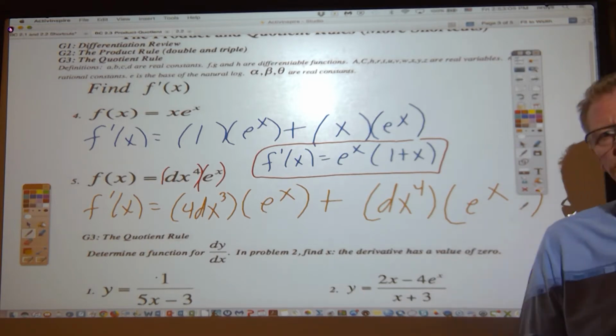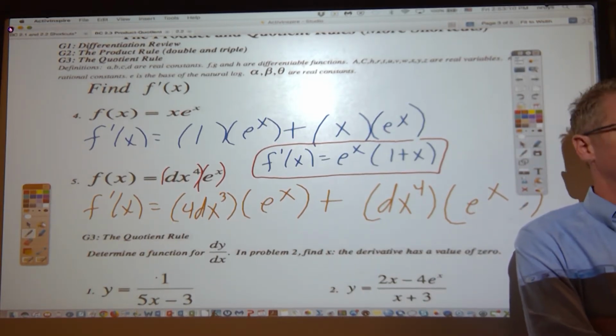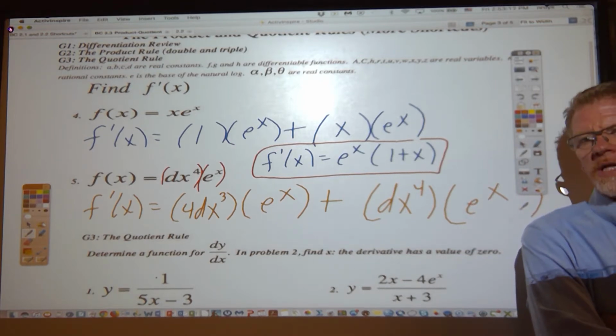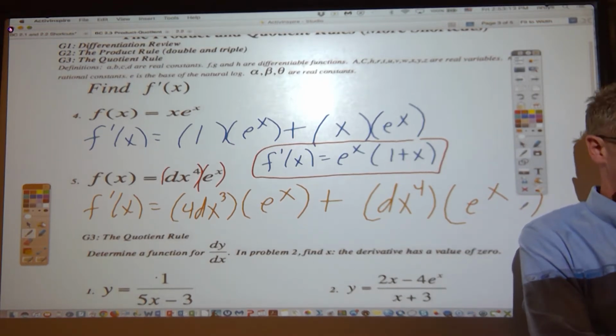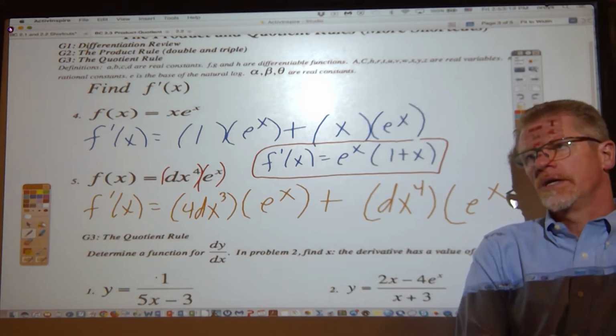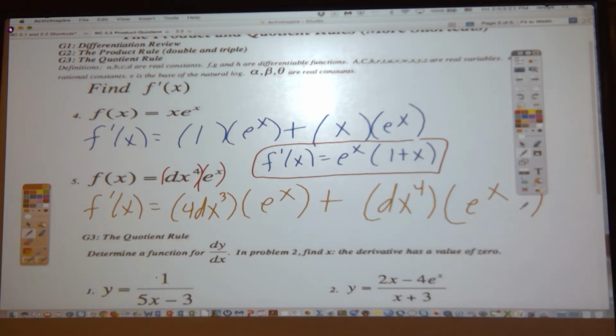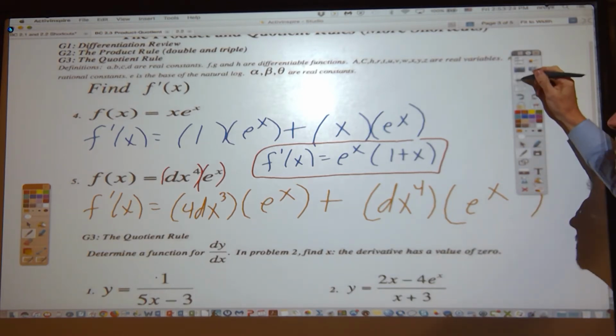So do you find that writing out the skeleton helps you organize your thinking? Yeah, skeleton I think is helpful, so I hope you're using it. Any questions up to number 5? Okay, it's time to switch over to the quotient rule, so let's flip back to the front, page 1.